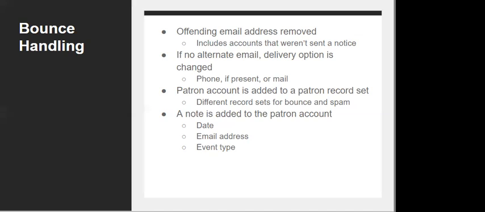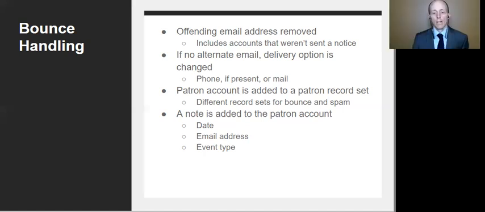And finally, a note is added to each of the patron accounts with the date, the email address, and a short description of kind of what the event was. It was a bounce, a spam, or invalid email, and then that just gives the staff a record of what actually happened. So the patron says, "Oh, hey, I stopped getting my emails," and then they can say, "Oh, well, look, on this day, you got a bounce or whatever," to let them know what's going on.